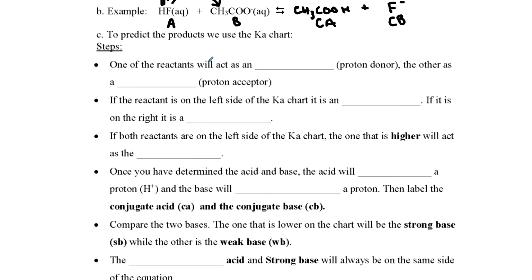So these are the steps we use for the Ka chart, and I'll refer back to it as I go. One of the reactants will act as an acid, the other as a base. The acid's the proton donor, right? Here it gave the proton, the hydrogen ion. The base is the proton acceptor. If the reactant is on the left side of the Ka chart, it is an acid. If it is on the right side, it is a base. So let's take a look at that chart just so you know what I'm talking about.